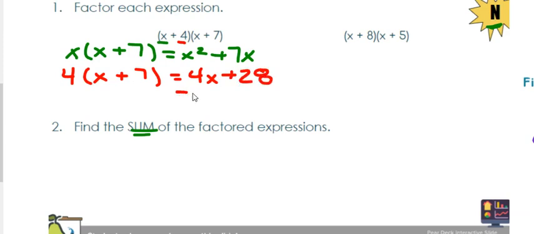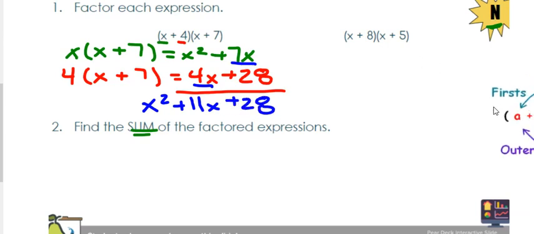The last part I have to do is add these values together because, again, I already broke it up and we're adding in between. So I'm only going to have one x squared value. I have my 4x and my 7x, which can add together to give me 11x. And then I just have my 28.